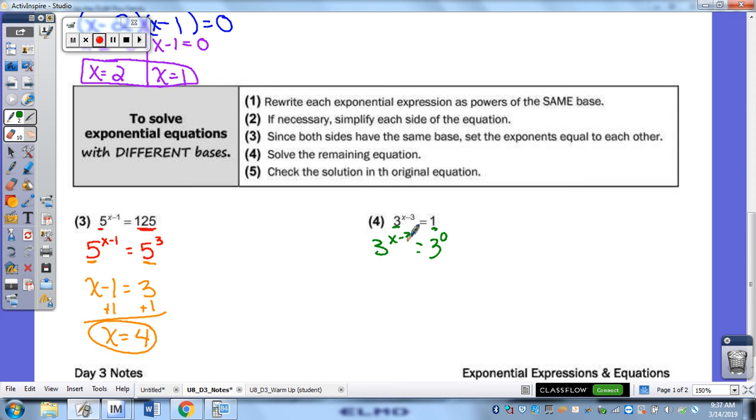So whenever you have that kind of equation where you have a base, like for example this one, your 3 equals a 1, you just got to remember that 1 means it was 3 to the 0. Or if I'm looking for a base of 5, it would have been 5 to the 0. So now my exponents are equal because they now have the same base of 3. And then we just add our 3 over. And we get x equals 3 as our answer for that one.